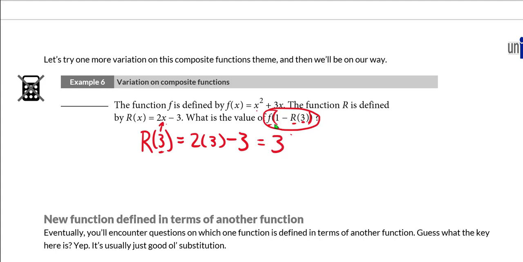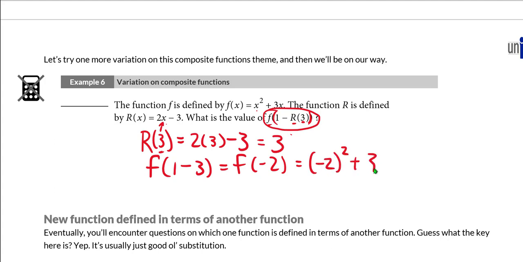So now what I have is that outer f function, and I'm doing 1 minus 3 because r of 3 was 3. So f of 1 minus 3 is obviously f of negative 2. And again, some substitution here. I am plugging that negative 2 into all of the x positions of the f function, and I'm getting 4 plus negative 6, and of course that is going to be negative 2. Negative 2 is the value of f of 1 minus r of 3.